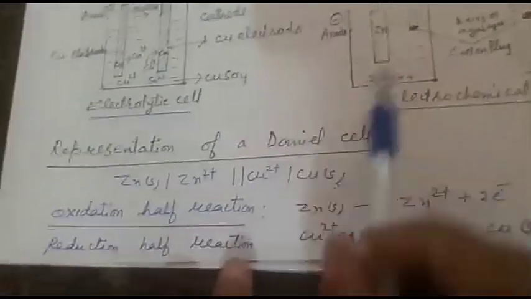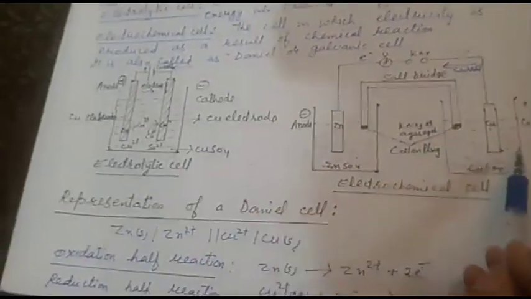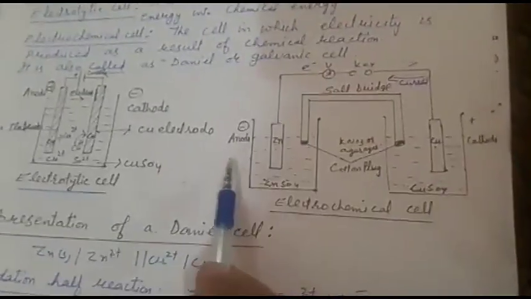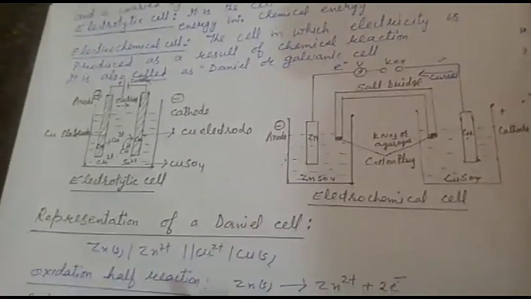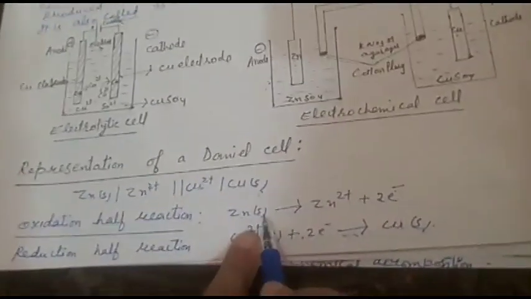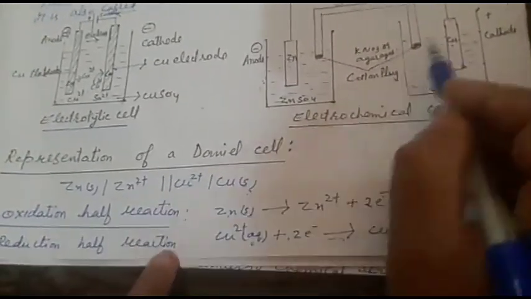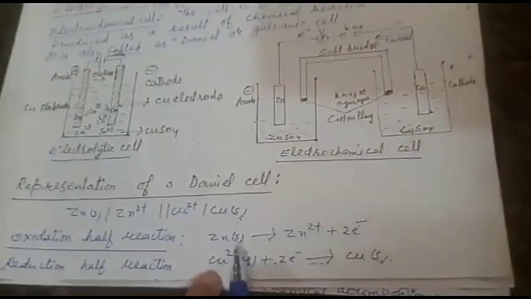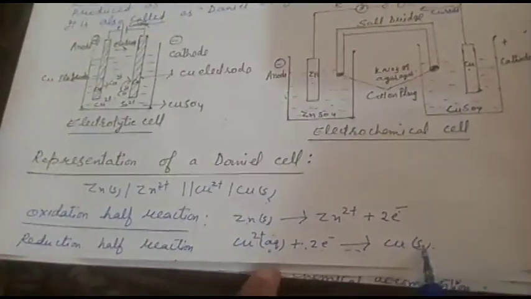So in the oxidation half, at the anode oxidation takes place and at the cathode reduction takes place. So what reaction happens at the anode, that is the oxidation half reaction? I told you, solid zinc gives zinc ions plus 2 electrons. In the reduction half, that is at the cathode, copper ions gain these 2 electrons and copper is formed. This is how this cell works.